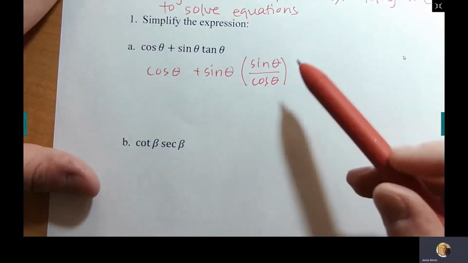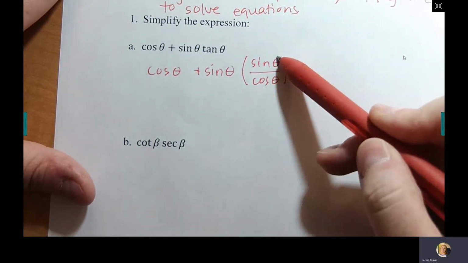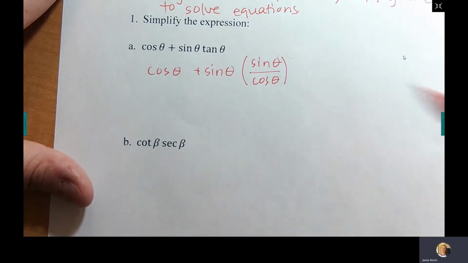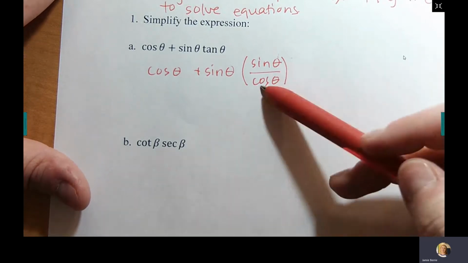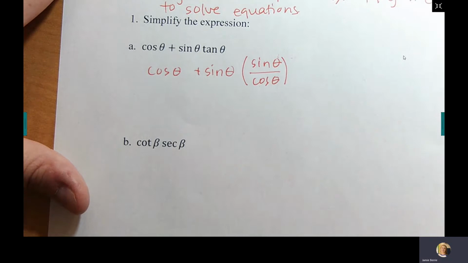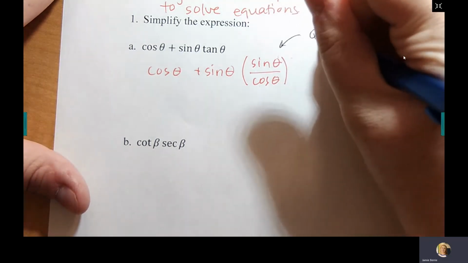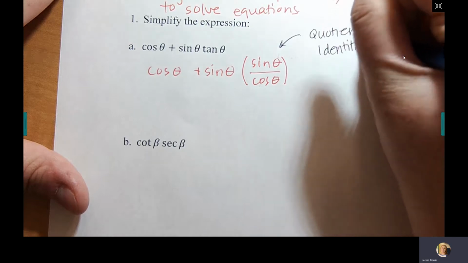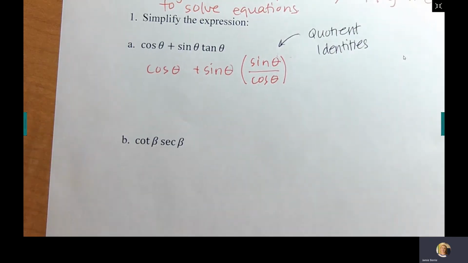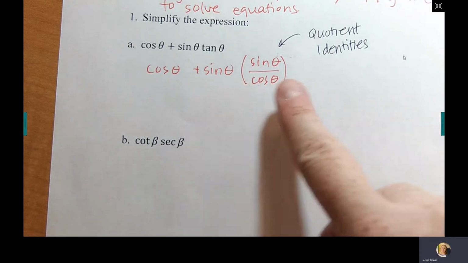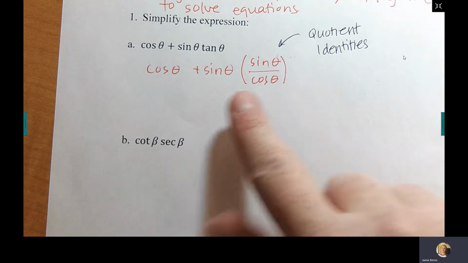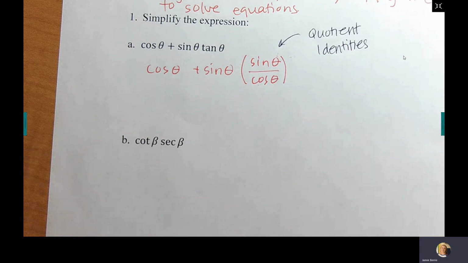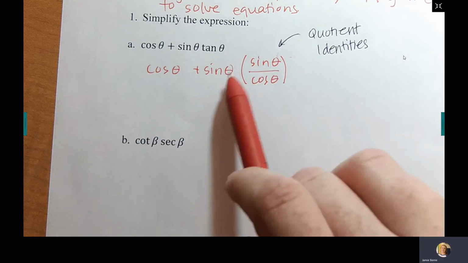And then you can also write yourself a little note here. You could write quotient identity. So if you want to look back at this later and think, oh, where did I get that from? You could write that this was one of your quotient identities. So typically with these problems, how it works is it gets worse before it gets better. Right now it already looks worse. Now we have a fraction in here. But we're going to keep trudging along. We're going to combine these two.